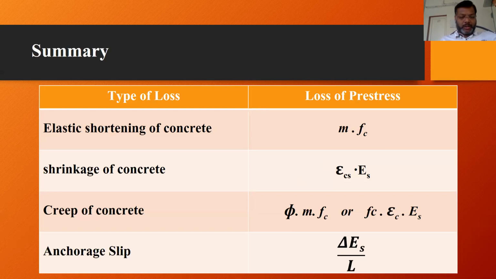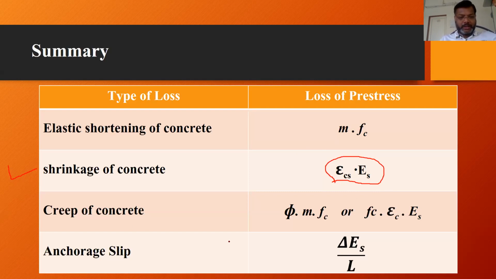Now, the next concept is shrinkage of concrete. As we know, concrete has properties in the fresh state as well as in the hardened state. Shrinkage is one of the properties of concrete when it changes from the liquid to the solid phase, while the concrete is in the plastic phase. This occurs mainly due to the reduction of water available in the concrete. So, that shrinkage loss can be calculated by using the relation epsilon cs times Es, where epsilon cs is the strain due to shrinkage in concrete and Es is the modulus of elasticity of steel.